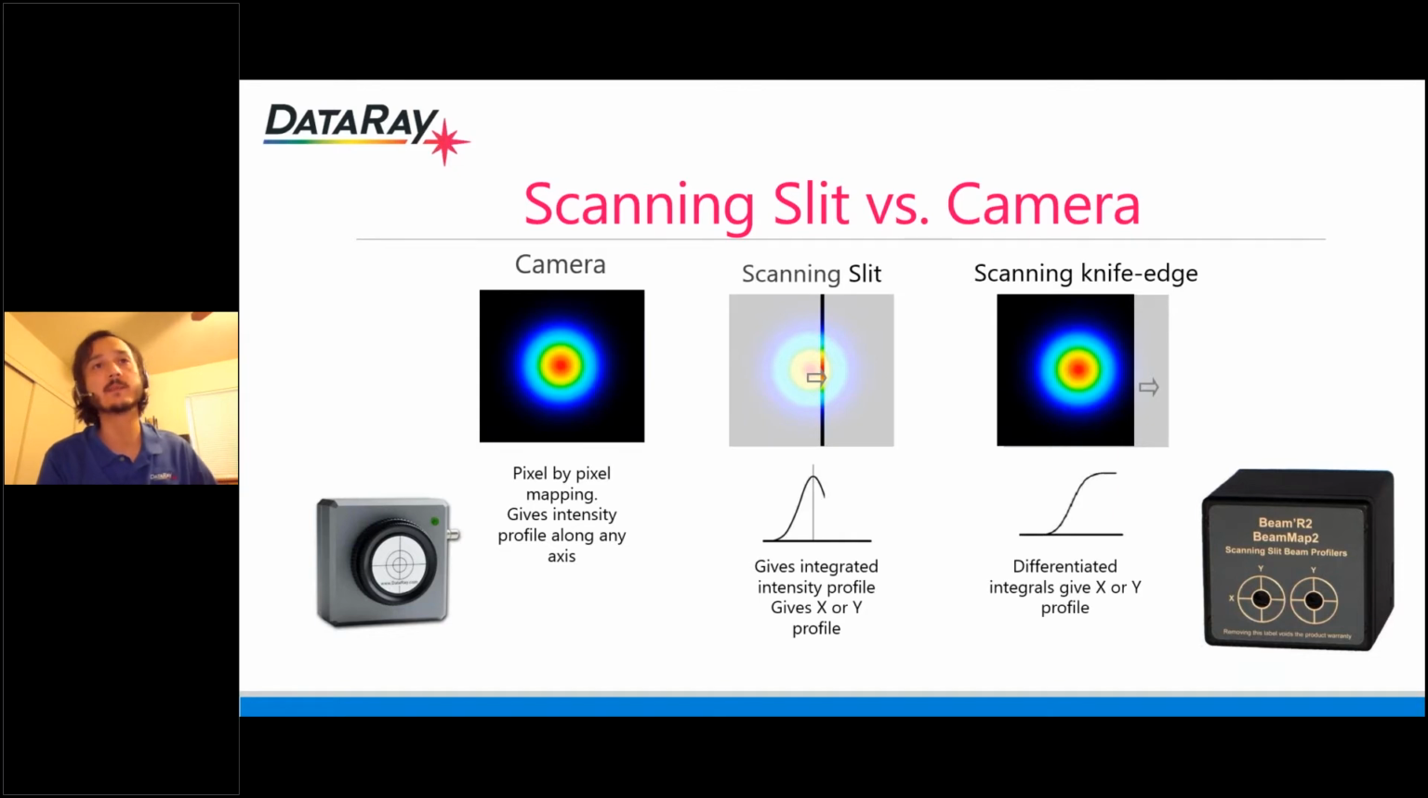To contrast with that, a scanning slit profiler uses a scanning slit that we move across the cross section of a beam. This gives us a one-dimensional profile. So you can do this in X and Y orthogonally and get an X and Y profile. If the slit is large compared to the beam, you can do knife edge measurements, such as the plot shown on the right. The differential of these results will give you a one-dimensional profile.